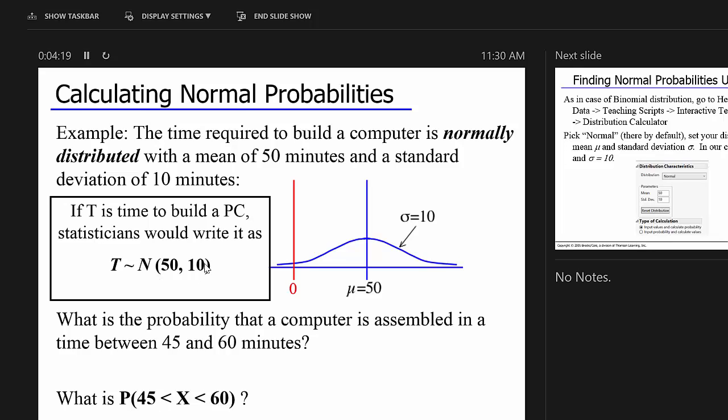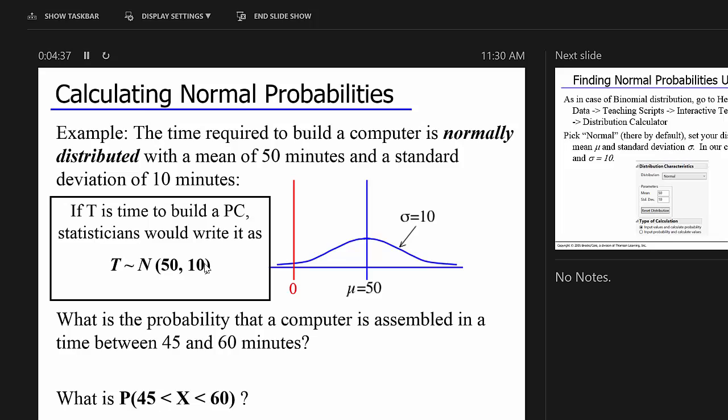Oh, by the way, that's basically a notation, okay? There are 2 ways statisticians write out that something is normally distributed. There is a long way to write it out, so I'm going to write it on the board.